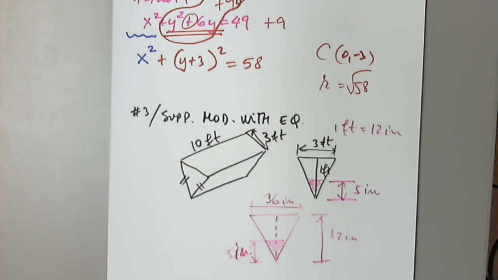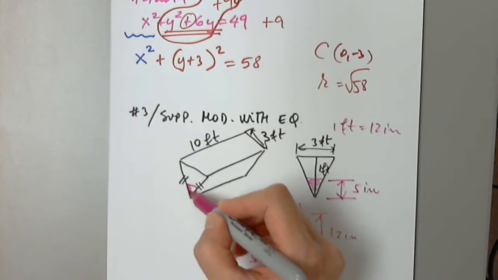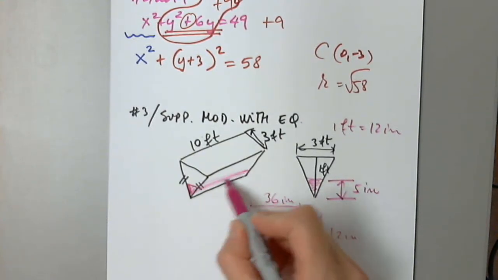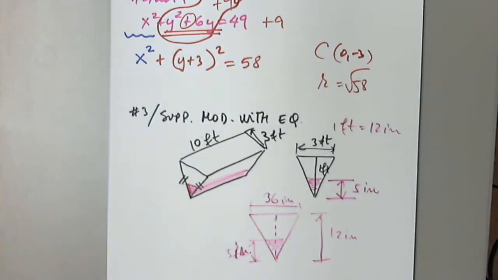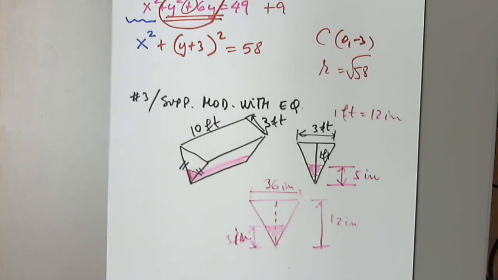If the water is 5 inches deep, what is the volume of water in the trough? So we want to determine, if this is the 5 inches, the volume of water right here. So let's get this one started because I want to explain something. Let's say I have a box. I create a box from this handout. And here's my box.